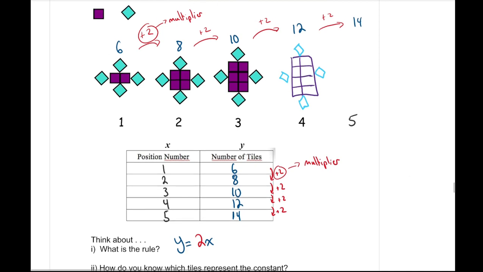So again, the constant we can figure out in one of two ways. Visually, we can see the constant. Those 4 squares represent the constant.